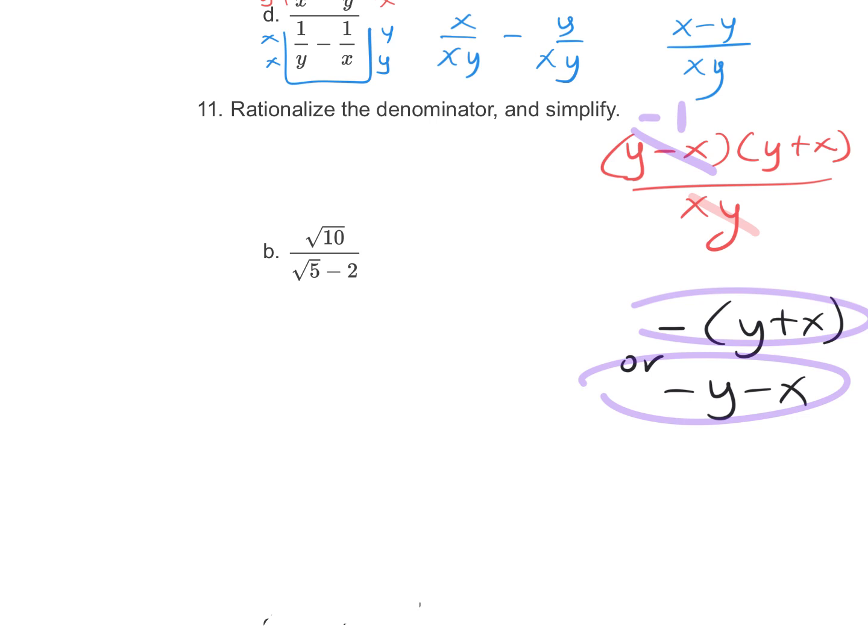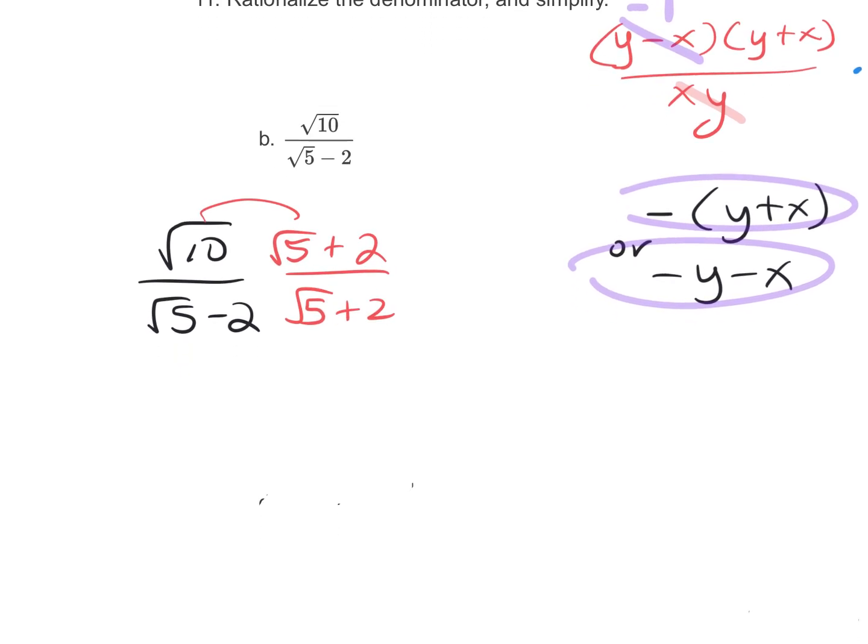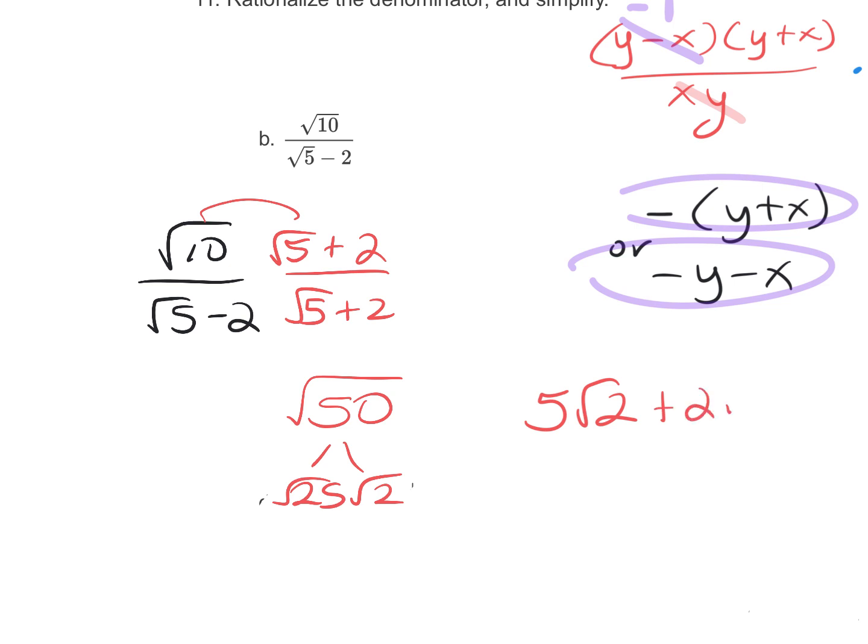So I have the square root of 10 over the square root of 5 minus 2. In order to rationalize, I'm going to multiply by the opposite expression. And I'm going to distribute. So then this becomes the square root of 50. But if you think about it, the square root of 50, I'm going to break this down into 25 times 2. So this will actually be 5 radical 2. And then I'll distribute the square root of 10 to the 2.